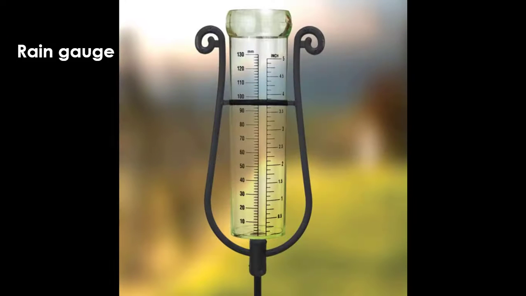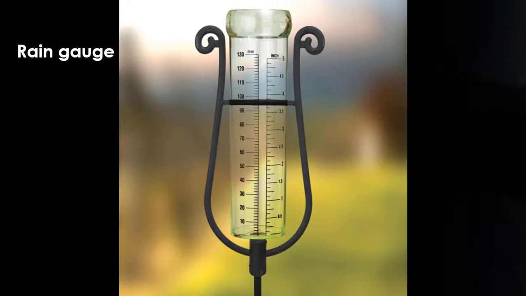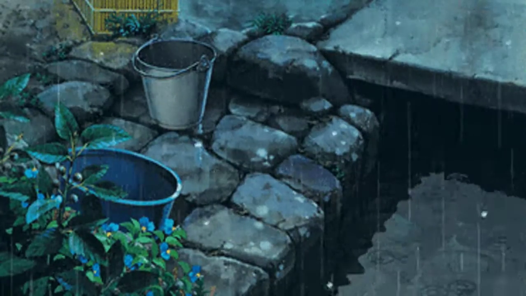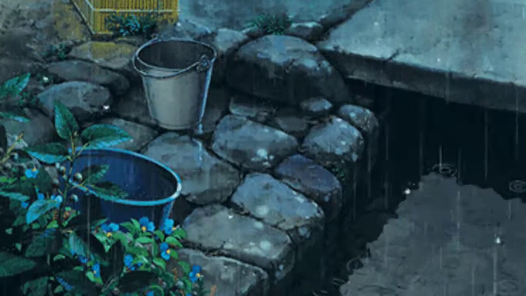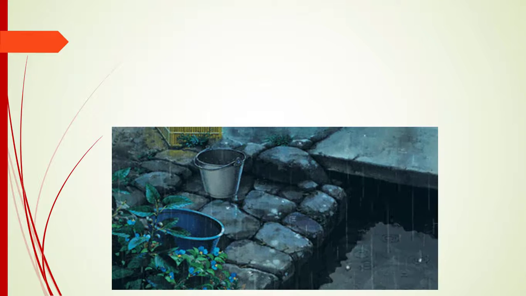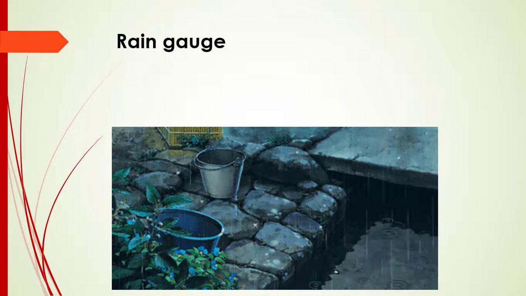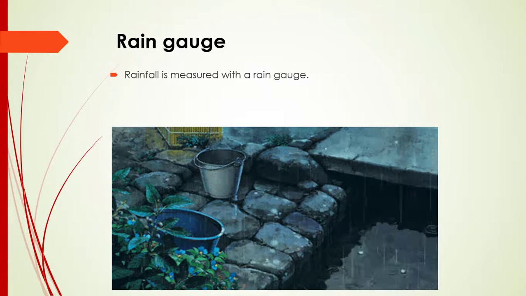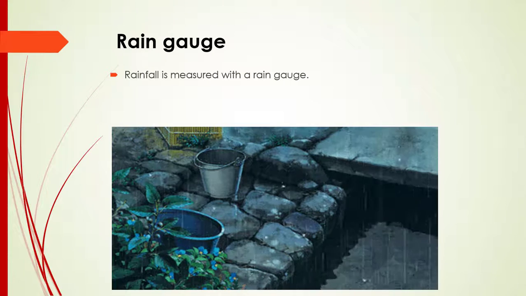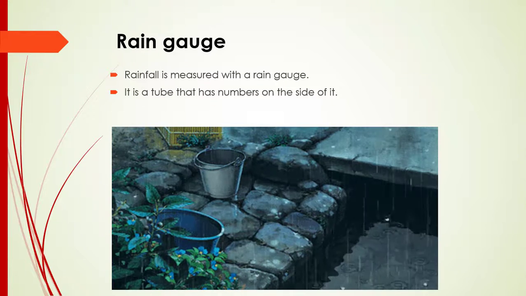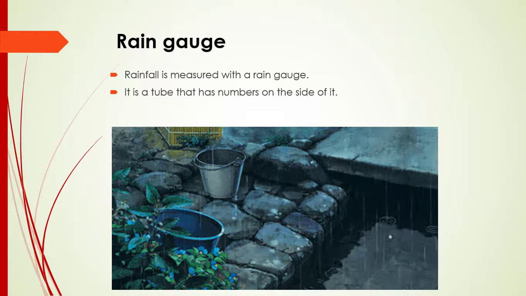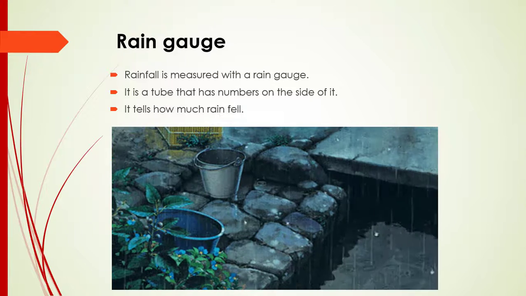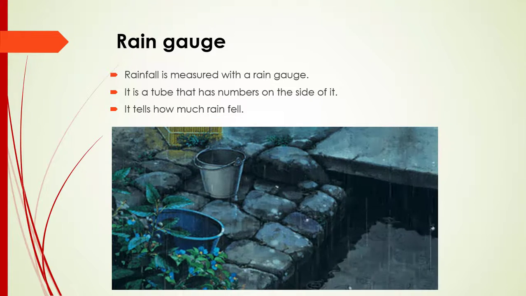Rain gauge. Rainfall is measured with a rain gauge. It is a tube that has numbers on the side of it. It tells us how much rain fell.